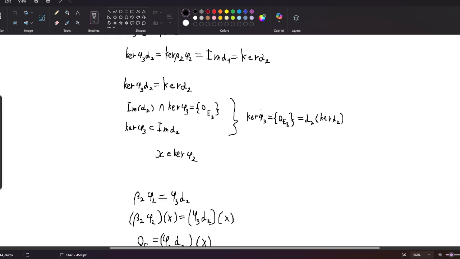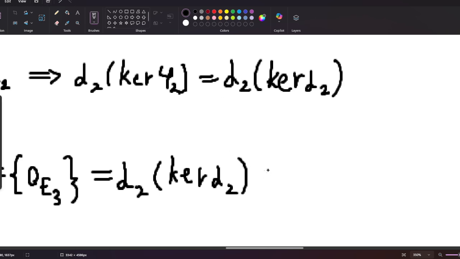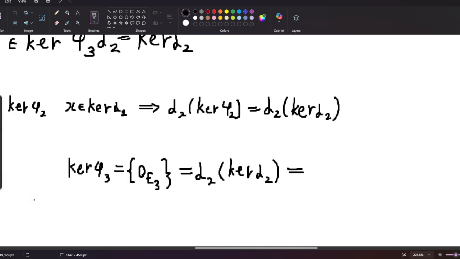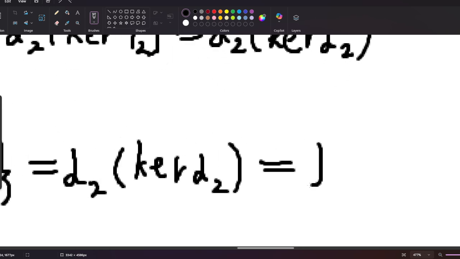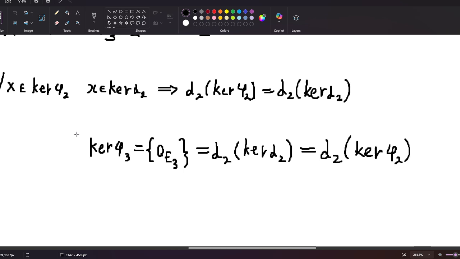So now we can go back, grab this statement, and finally conclude that the kernel of phi 3 is equal to alpha 2 of the kernel of phi 2. And let's combine this together.